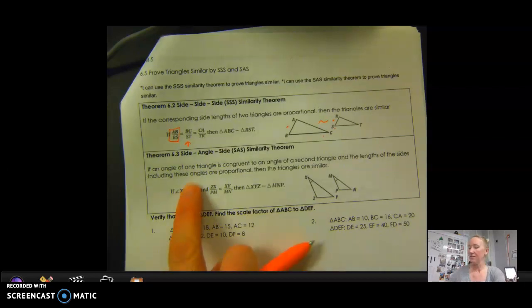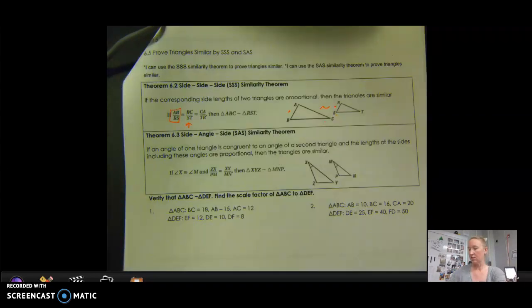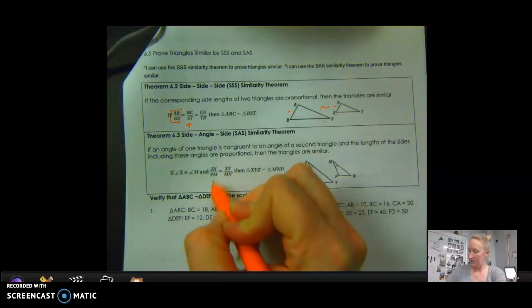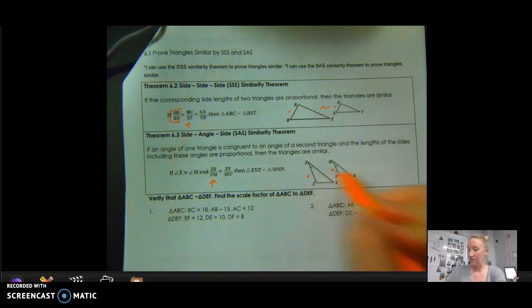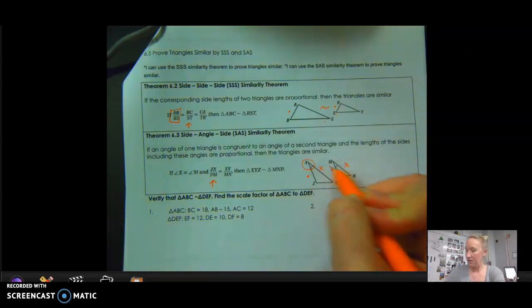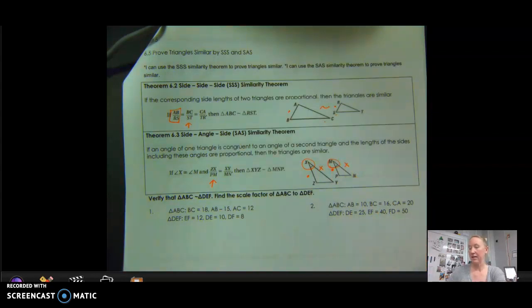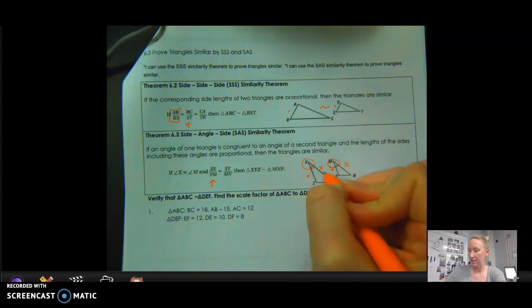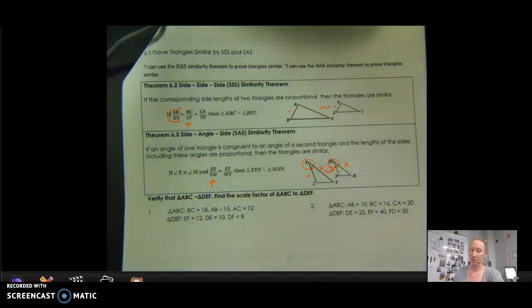Okay, and then we have side, angle, side. So, just like it says, we have to have a side. So XZ has to be over MP. That has to be in proportion to XY over MN. Now, also, their included angle, so the angle in between where the two sides come together, has to be congruent. So if I have a side, angle, and then side, with these two sides being proportionate to those two sides, then these two triangles are similar.